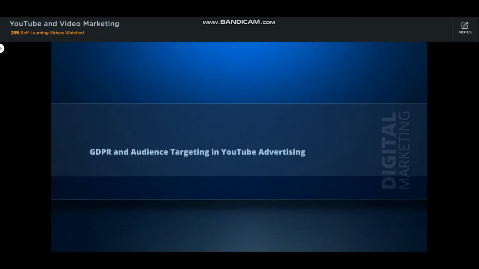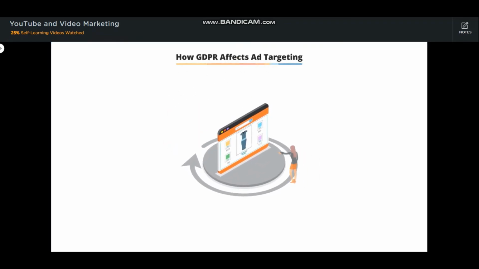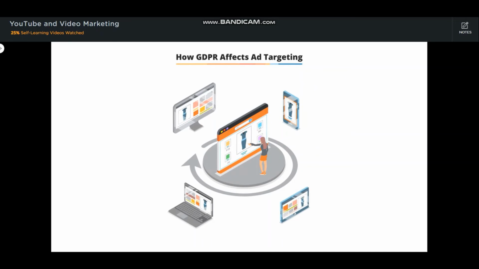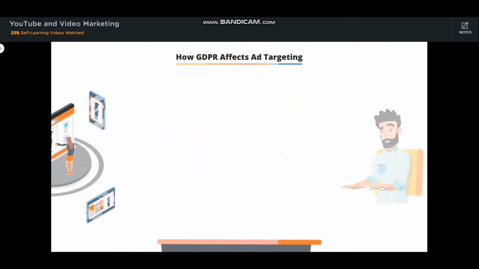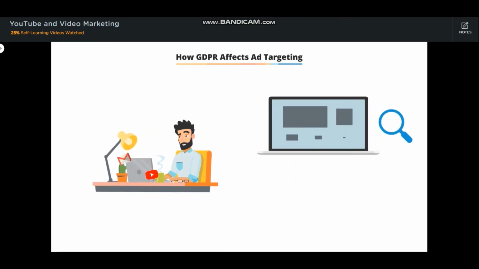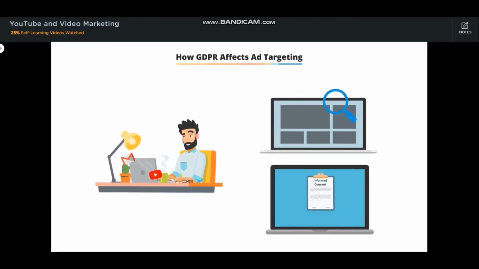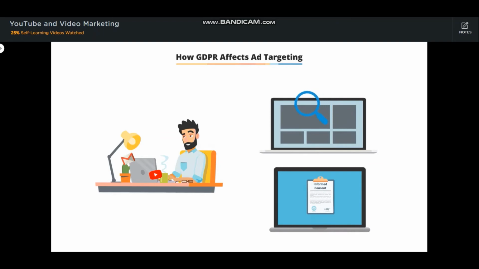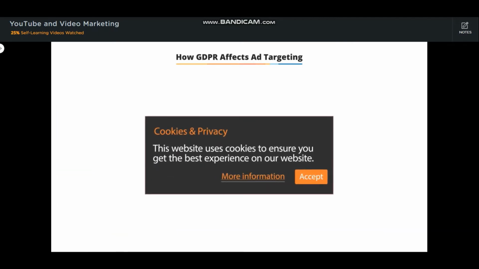GDPR and audience targeting in YouTube advertising. The biggest impact of GDPR is in the targeting and retargeting. Before you target people with your ad, or when you retarget them through a pixel on your website, they have to give consent when they visit your website. You need to tell site visitors what, how and why you track their data, and they need to agree to this or they can opt out. Often this is done through the use of a cookie bar or requesting consent at sign-up.